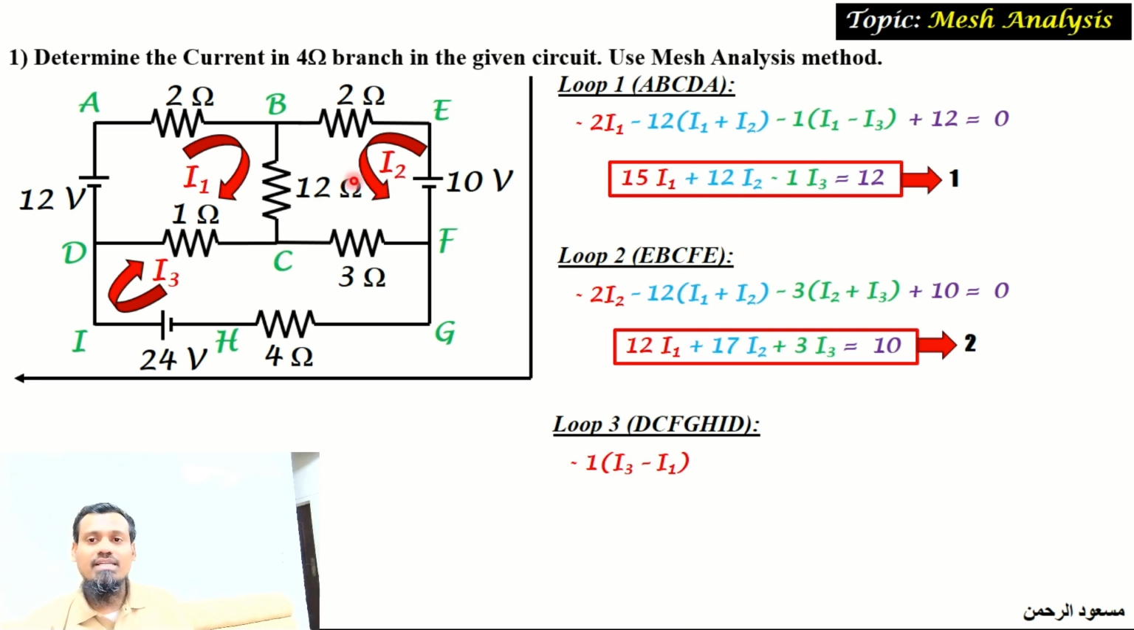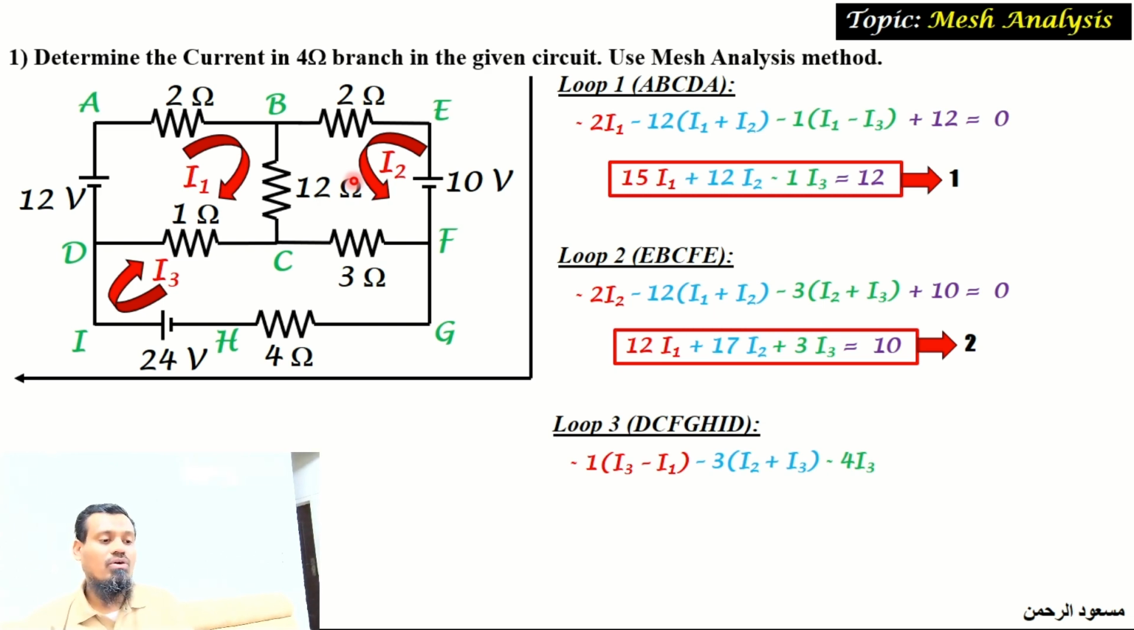As the travel direction and the assumed current direction are the same, here also it is a potential drop, minus 3 I2 plus I3. And when you travel from F to G, there is nothing, and when you travel from G to H, there is a 4 ohm resistor, and according to the current direction and the loop direction, both are the same, so it is a potential drop, minus 4 I3.